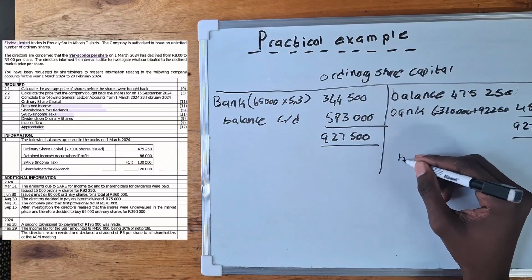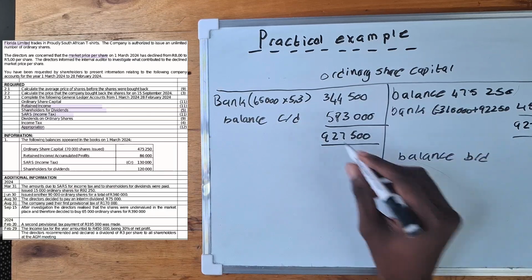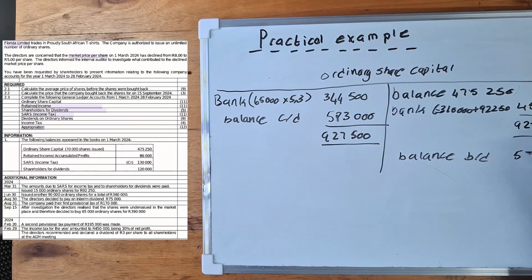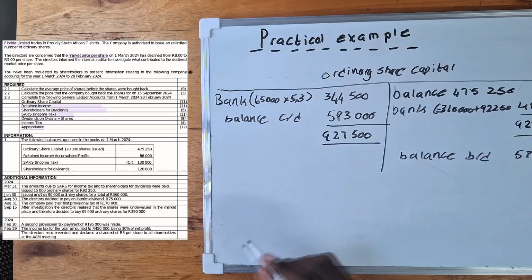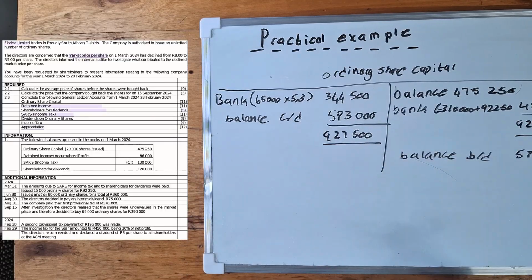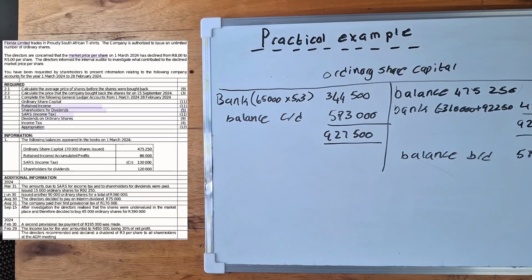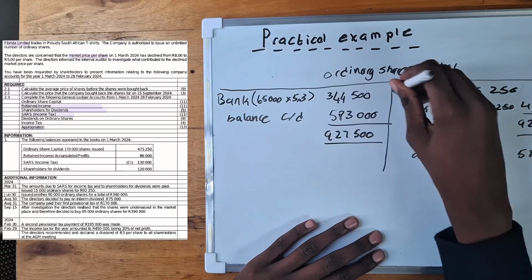So here we go again, balance brought down, then we take that amount here, 583,000. So for ordinary share capital, we have gotten our full marks. We have done everything that we need to do. So now we are moving on to the retained income, right?